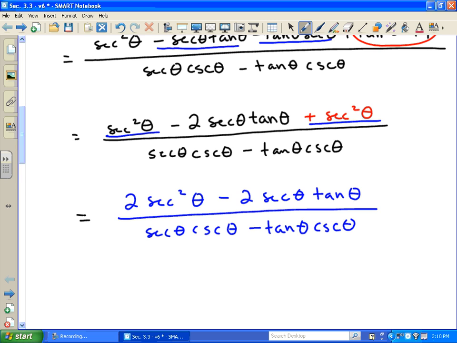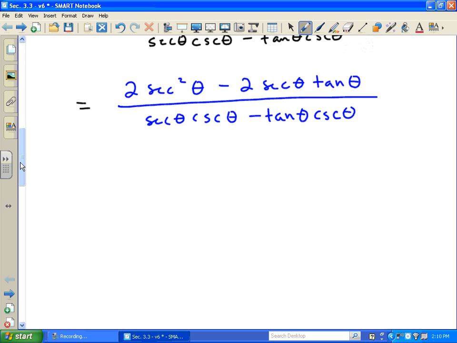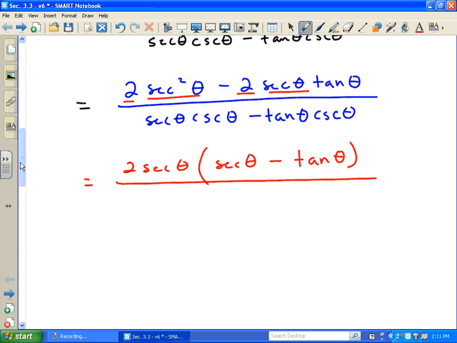From this point, I'm done combining like terms. There's nothing I can collect. However, the numerator and the denominator both share factors. In the numerator, both terms share a secant factor. They actually also share a 2, so I'm going to factor out 2 secant of theta. Doing that, I'm left with 1 secant of theta in the first term, and then minus a tangent of theta in the second term. In the denominator, I notice that both terms have a cosecant in common. So I can factor out that cosecant of theta, and then I'm left with secant of theta minus tangent of theta.